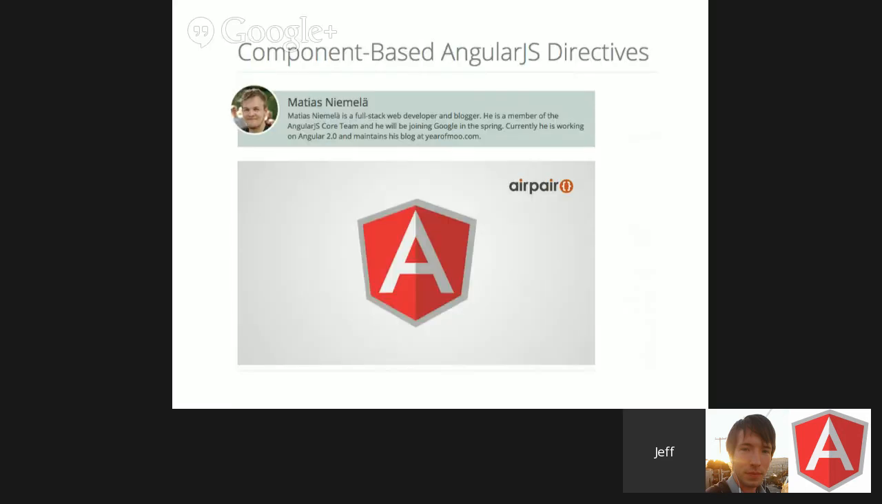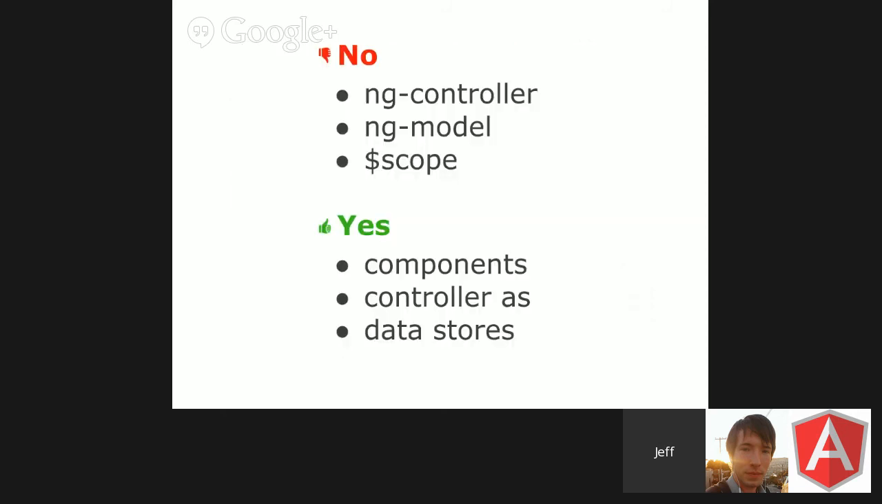The other thing is checking out Matthias's really good blog post, and I think there's also a video cast on AirPair for component-based Angular directives. What he's talking about there is essentially building your Angular 1 app using a component-driven mentality. So you use directives as components, which means you don't use ng-controller, you don't use ng-model anywhere, you don't use scope, and you instead treat directives as components. You use the controller-as syntax and data stores, which means just a centralized place where you're updating your data.